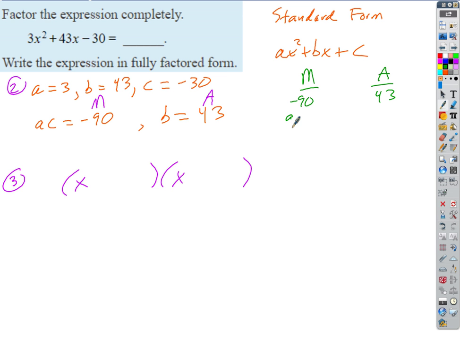We could do positive 90 times negative 1. Now what's that going to add to, those two? 89. Okay, what's the next one down? 45 and 2, right? What's that add to? 43. So we already got our winner here, right? But I want to keep going for a second, just to show you a pattern. It's really useful. What would the next one be?